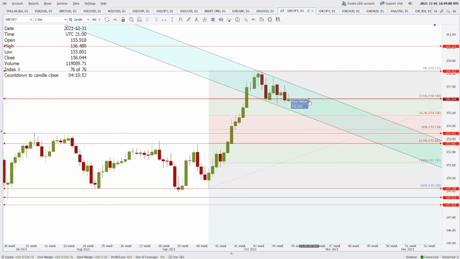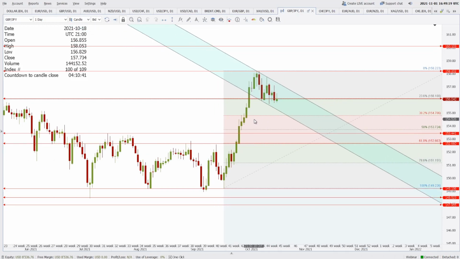So right now the resistance is at around 156.08 and the support is at around 153.44. Of course, I am ignoring these Fibonacci levels because these are not chart levels, these are just hypotheses, but this is the price action. So we will only be talking about the price action. Right now resistance is at 156.08, support is at 153.44.